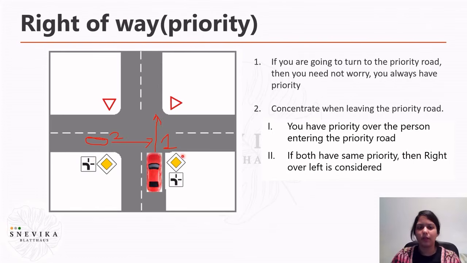So there is not much confusion. The only things you need to remember are these. If you are going to turn onto the priority road, then you don't need to worry. You always have the priority. If you are leaving the priority road, you have even more priority over stop and give way. But if both have the same priority and want to go straight, then another rule comes into the picture, that is, right over left is considered.